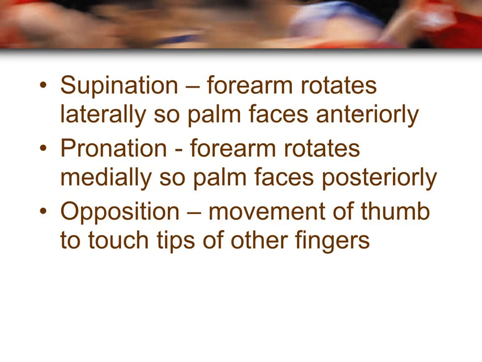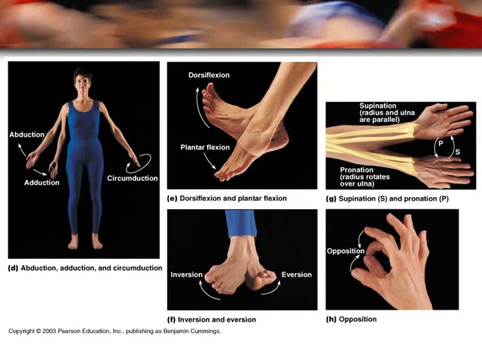Supination and pronation are motions that occur at the elbow. It is when the elbow joint is at a 90-degree angle, and when you bring your palm up, that's supination, and when you point the palm of your hand down to be facing the floor, that is pronation. Opposition is when you make a circle like an OK symbol with your thumb. That's opposition.